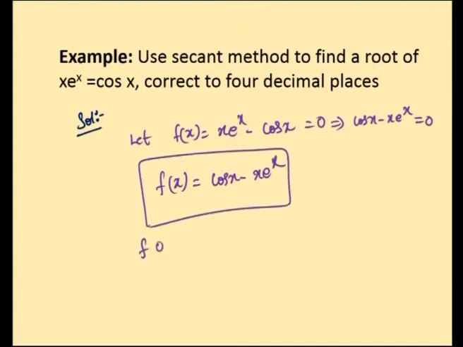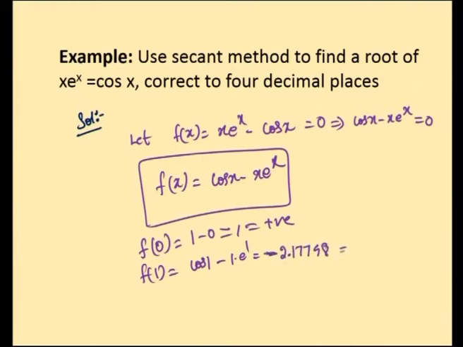Now, f of 0 is 1 minus 0, which is equal to 1, positive, and f of 1 is cos 1 minus 1 into e power 1, which is minus 2.17798, negative. So we say that the root lies between 0 and 1. Then we calculate the iteration. We take x0 equal to 0 and x1 equal to 1, instead of taking a and b directly.